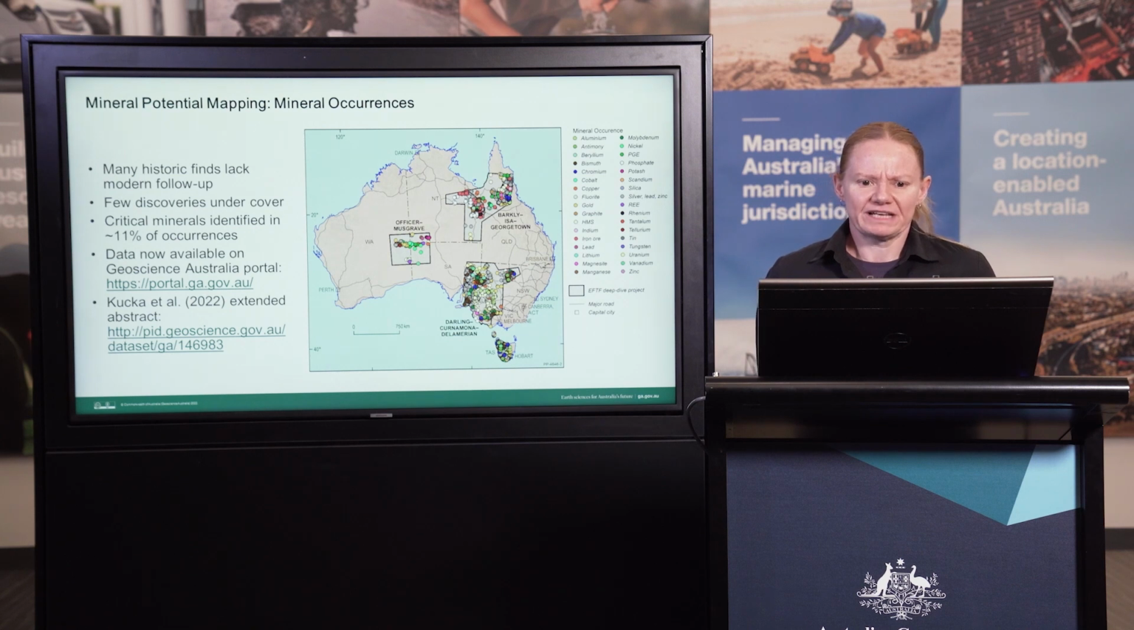As part of mineral potential mapping, we need to validate our mineral potential maps. And one really critical way of doing this is through using mineral occurrences, as they can provide an indication as to how well the maps predict known mineralisation.